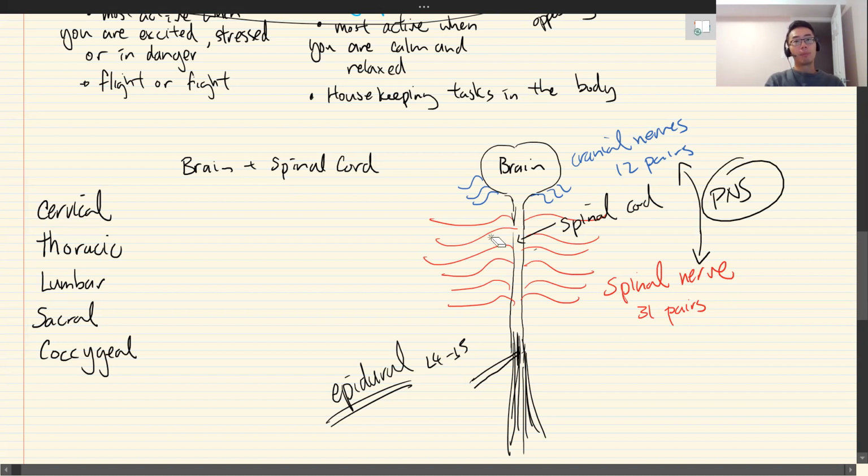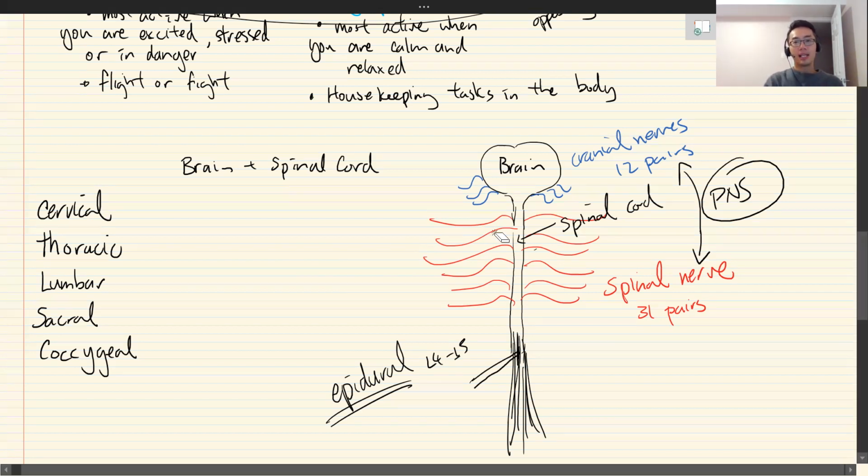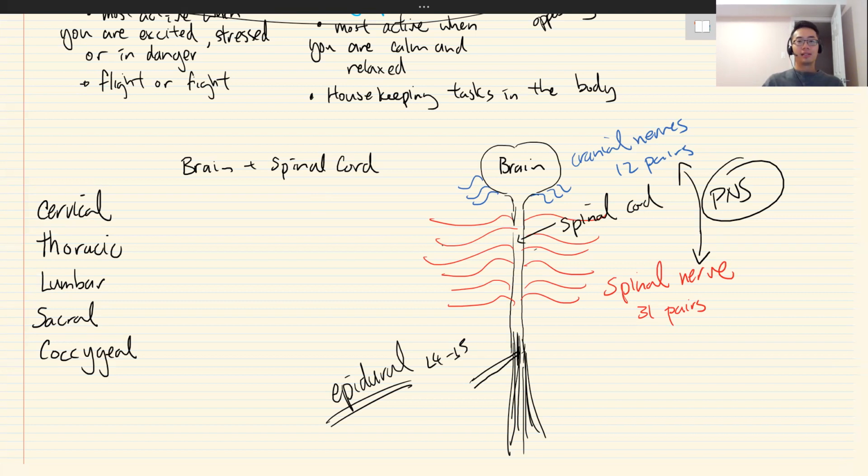Okay. So depending where they go to and where they come from, it might be part of your SNS or it might be part of your ANS. Do you understand? So let's say this spinal nerve, maybe it goes to your hand and it's going to be part of your SNS, right? Maybe you have one that goes to your heart, then that's going to be part of your ANS. Does that make sense?